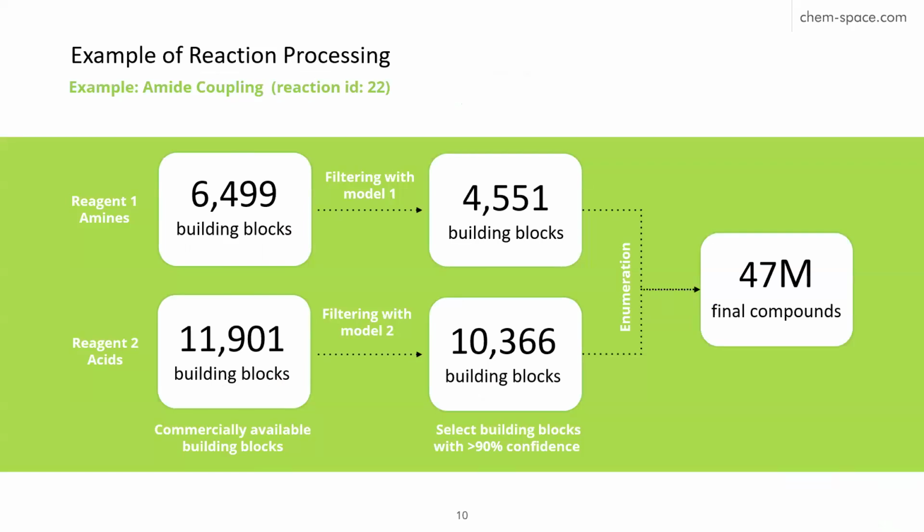For you to visualize it better, there is an example of processing of a single reaction. This is an example of an amide coupling. And you can see that for each reagent type, so we have separately amines and we have separately acids, we have two different models that are tailored to a specific building block class. After we perform this filtering, we take the compounds that passed the filter and we perform their enumeration.